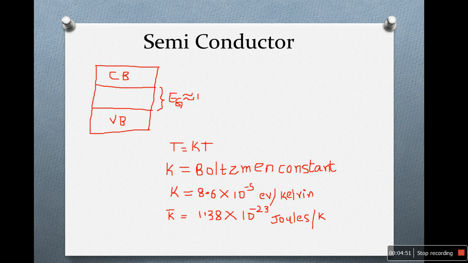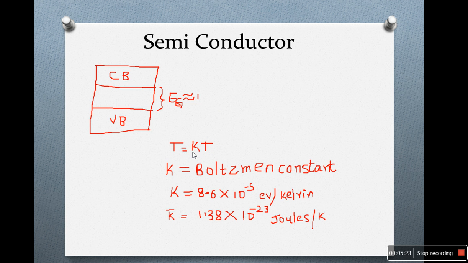conductors. So at 0 Kelvin, the semiconductor will act as an insulator because the valence band remains completely filled and the conduction band remains completely empty. If you increase the temperature, thermal energy will be supplied to the valence band. The average thermal energy supplied at any temperature is given by E equal to K into T.